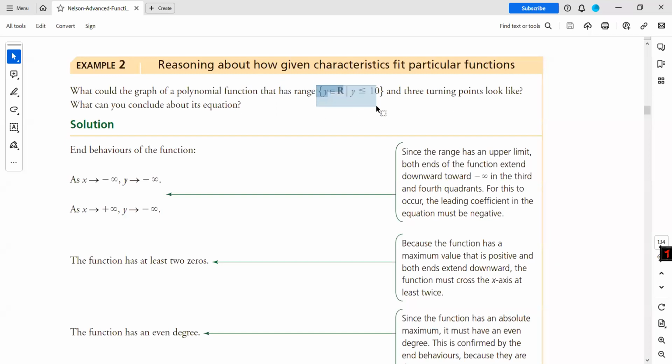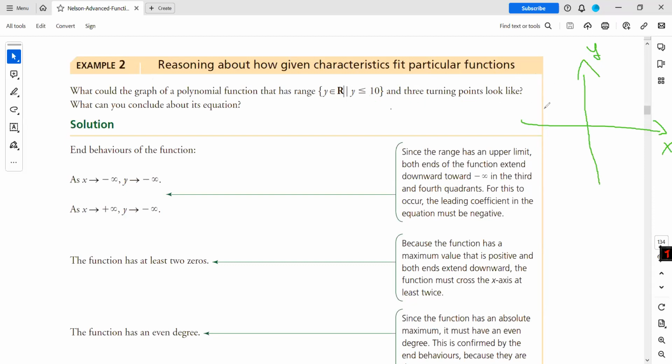So first, we're given the range of this function. On coordinate axis, this is y-axis, this is x-axis, y value would be less or equal to 10. Which means 10 is also the maximum point of this graph, right? Yes? And it also has 3 turning points. Which function has these characteristics?